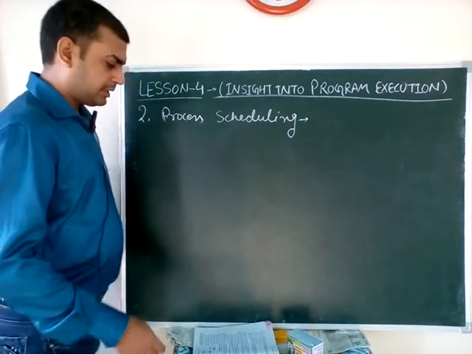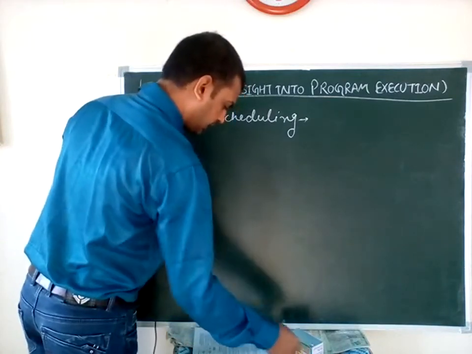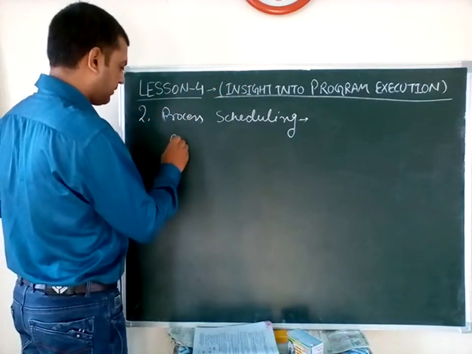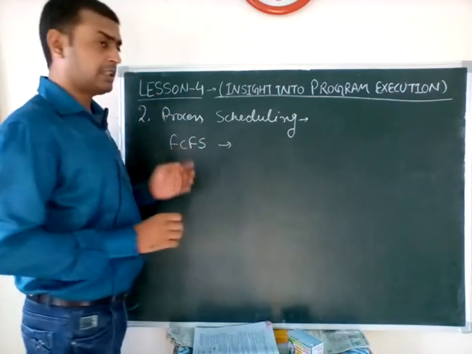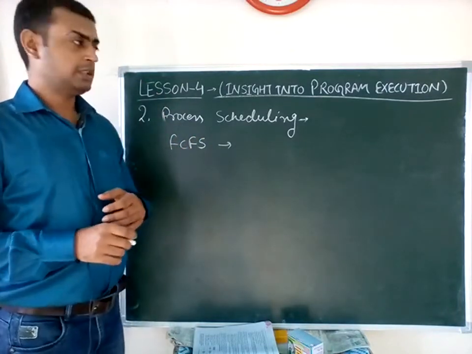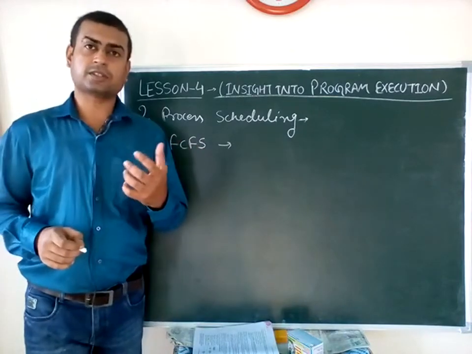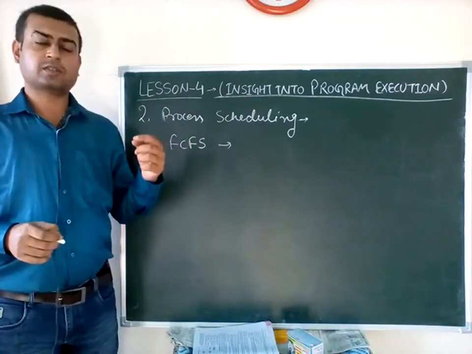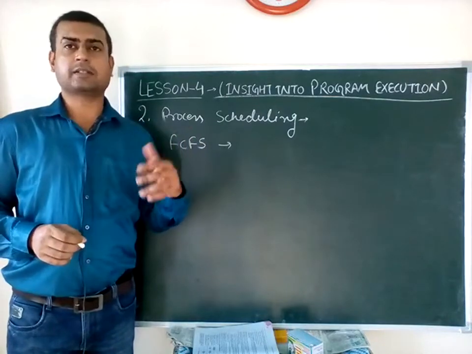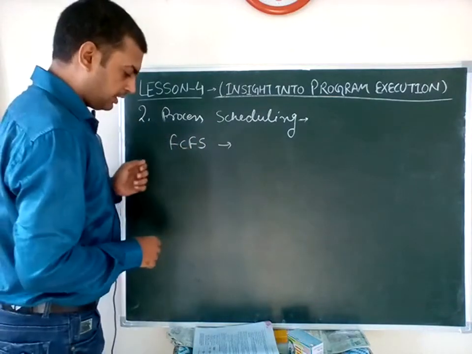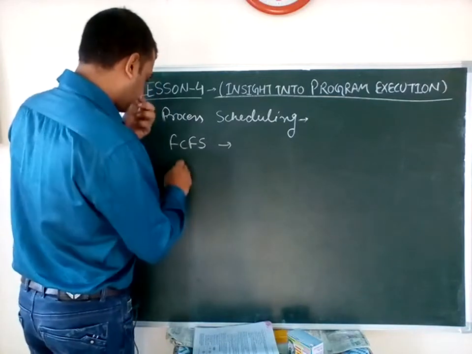Now there are certain mechanisms through which it will be calculated. FCFS. This is first come first serve. Means as the process comes first, the first process will get the time first, and then after that the second process will get the time. Then next is round robin.